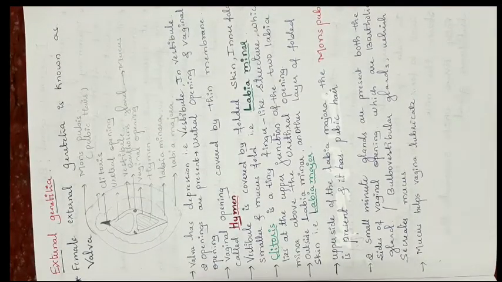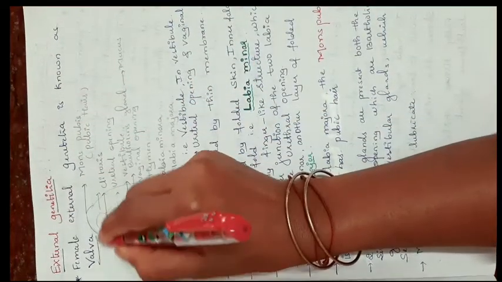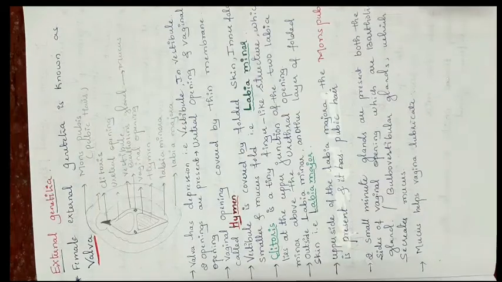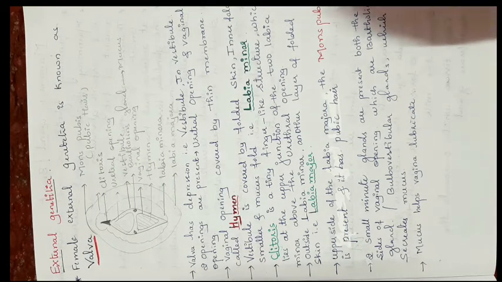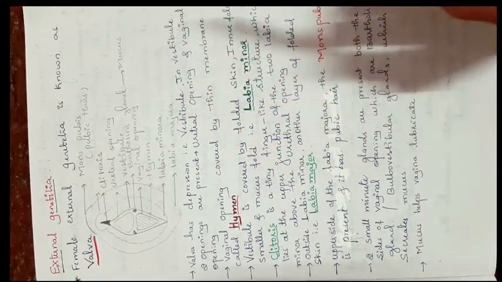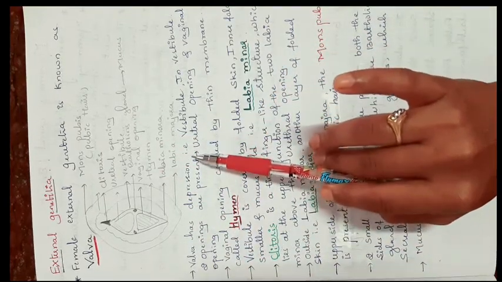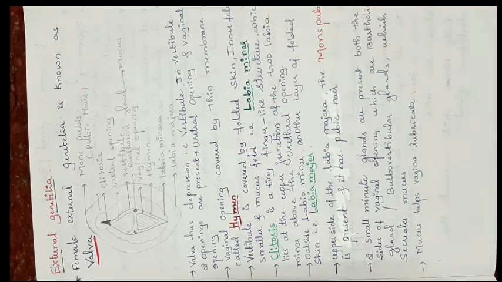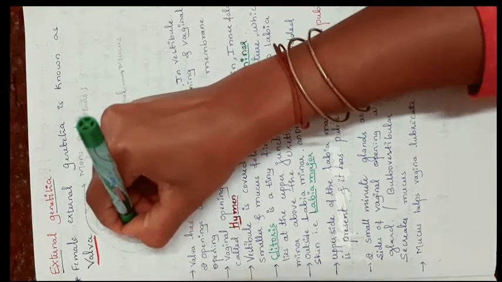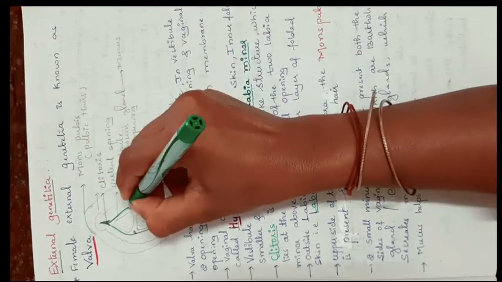External genitalia means the organ. Here the female external genitalia is known as the vulva. In case of female, the genitalia is the vulva. In case of males, that is the penis. First we have to know about the structure. The first point for the structure: the vulva has a depression, that is the vestibule. That depression is called the vestibule.